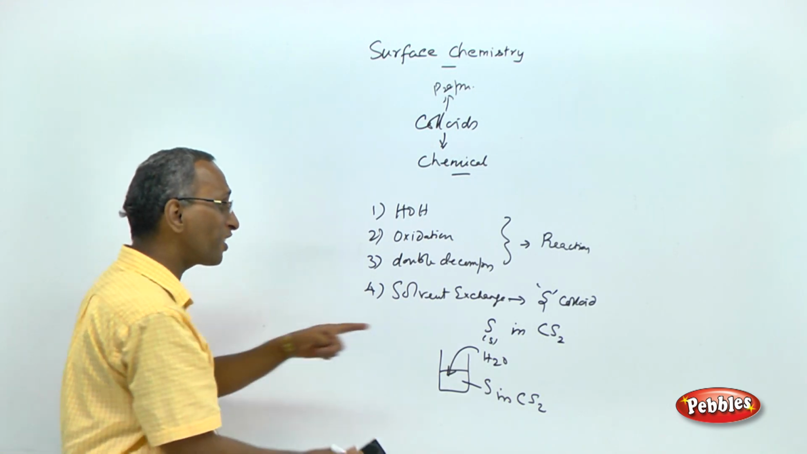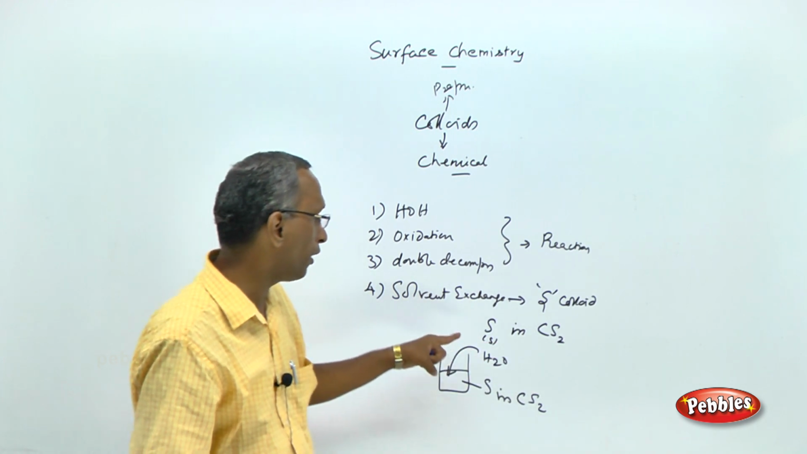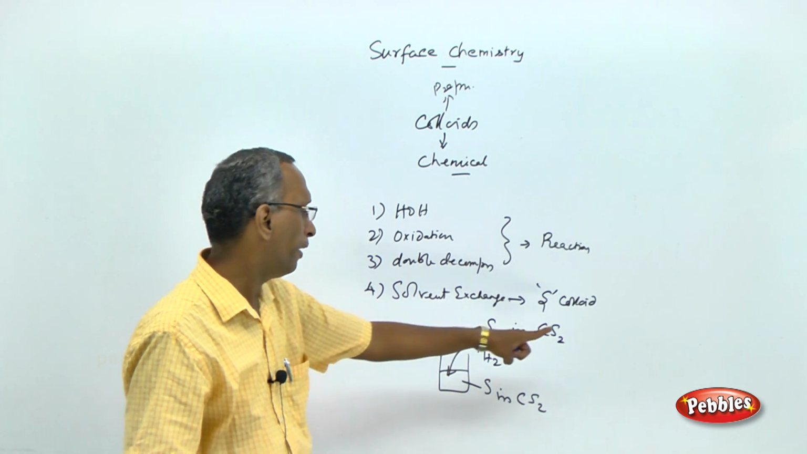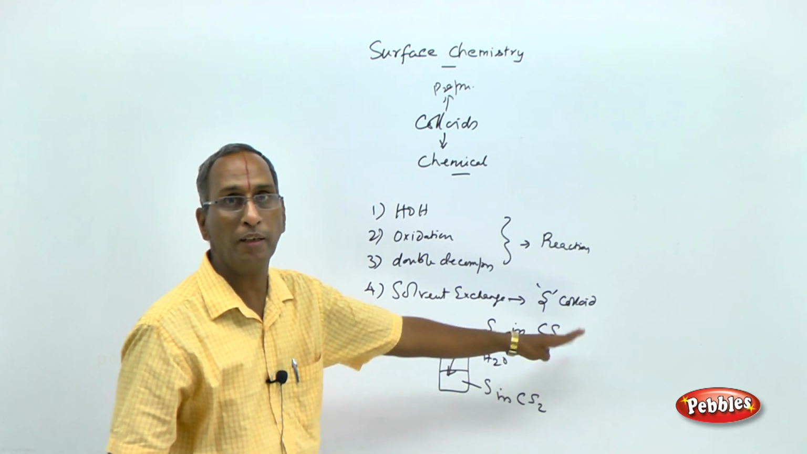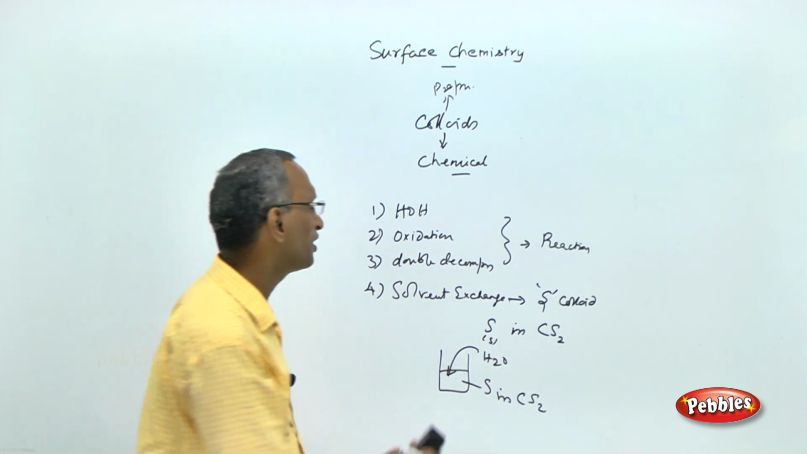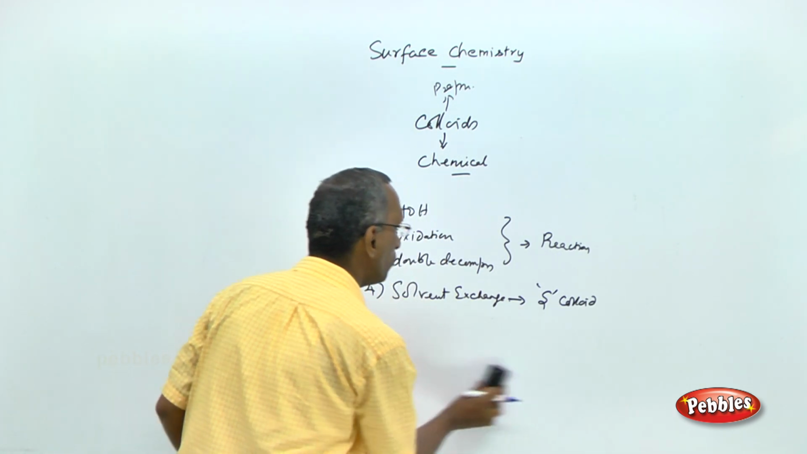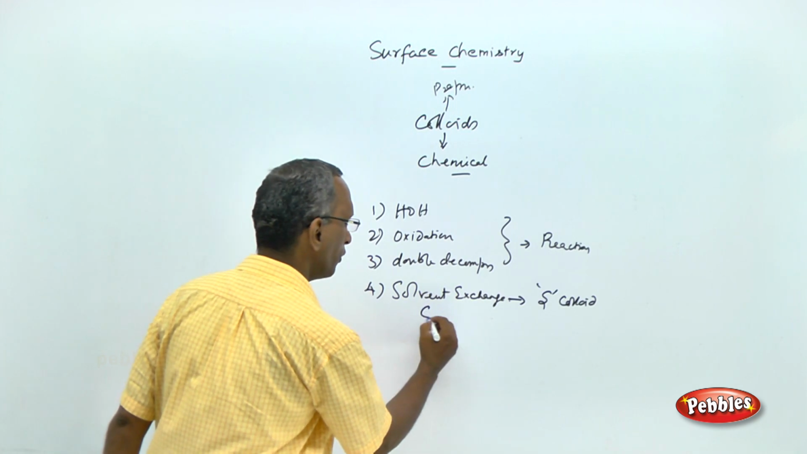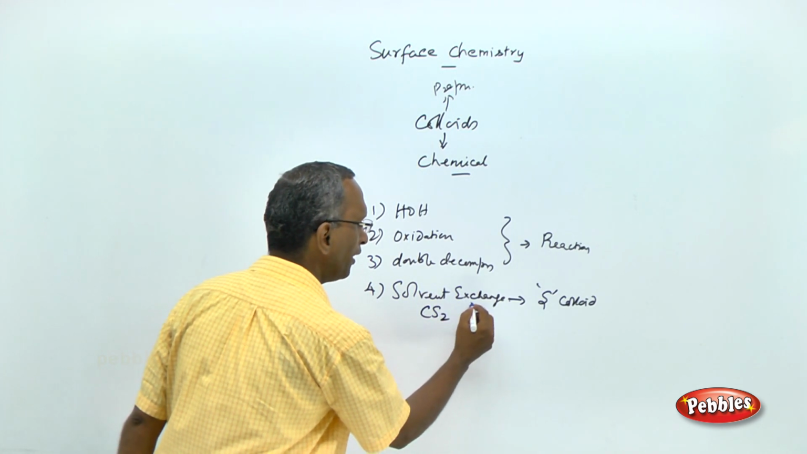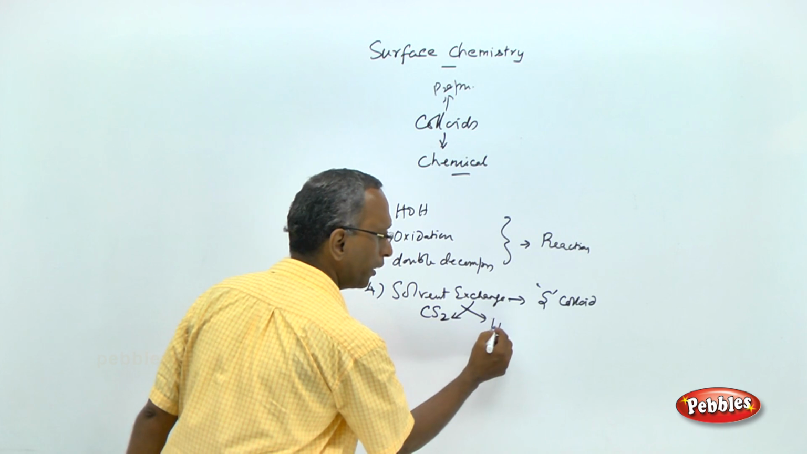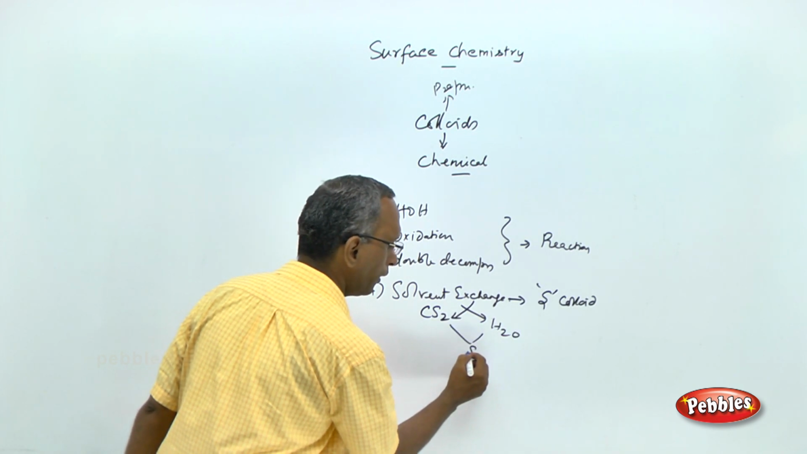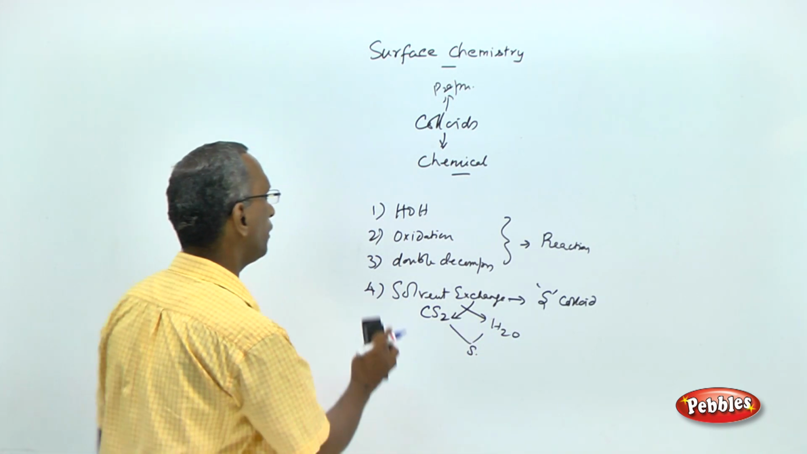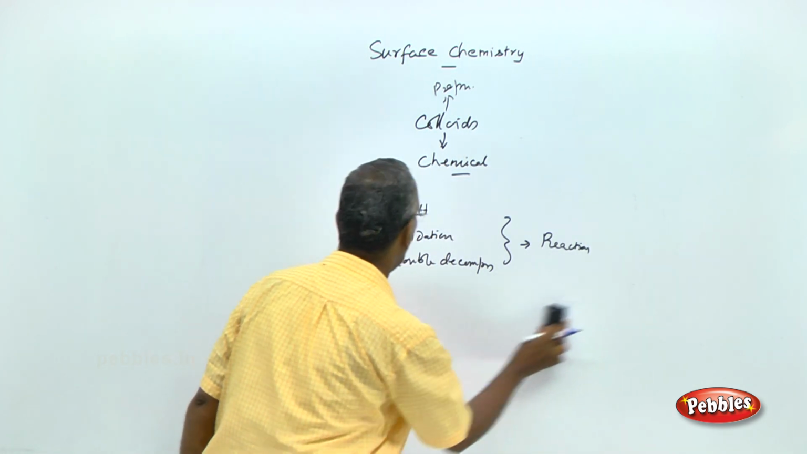Here there is no reaction between sulfur and carbon disulfide, or sulfur and water, or water and carbon disulfide. None of the components chemically react. Here there is only an exchange of solvent, that is, the solvent CS2 is exchanged with water, with the common sulfur as solute. This is called the solvent exchange method.